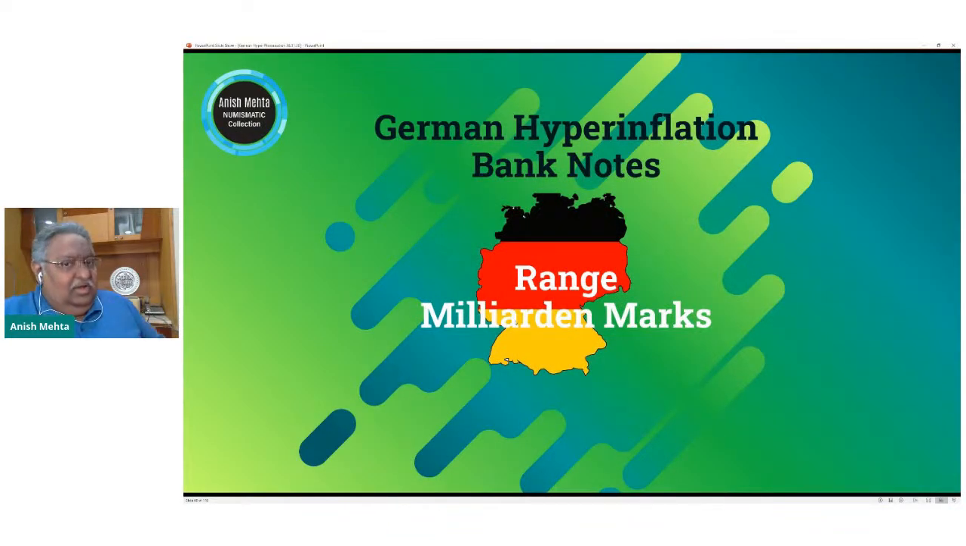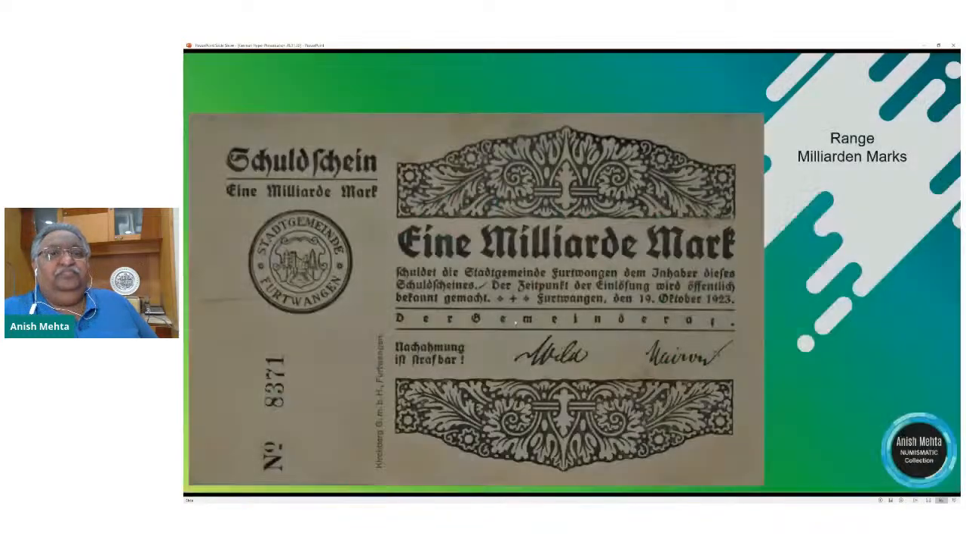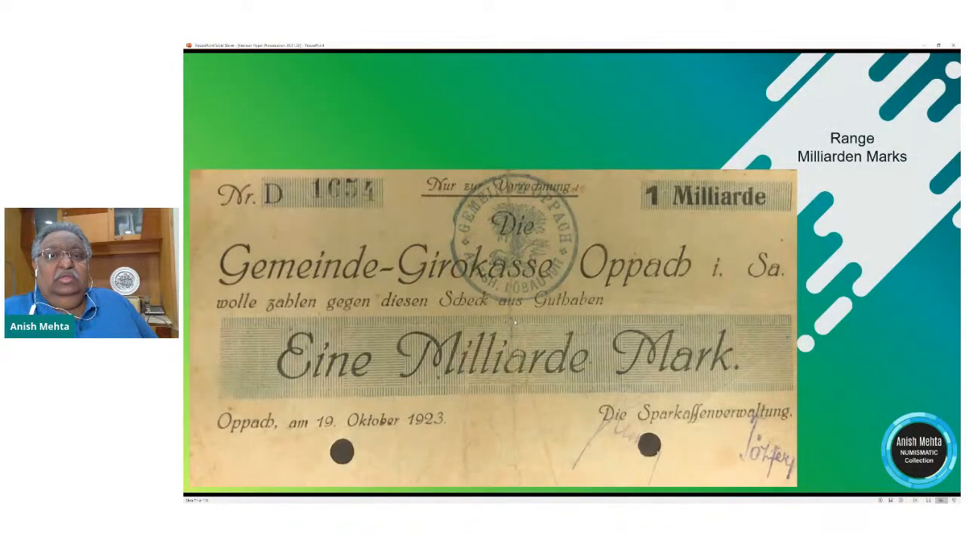Now we come to the Milliarde mark series, which would be equivalent to the billion range which we have today. This is one Milliarde, which means equal to 1 billion in today's times. This is again a Notgeld.